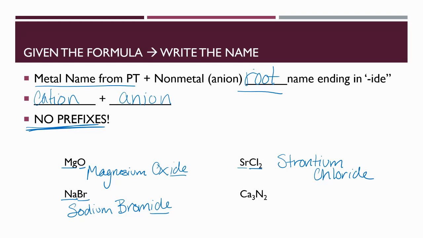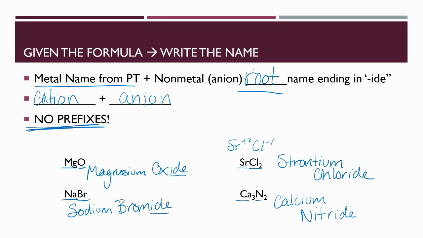That formula is always going to look that way because strontium always has that +2 and chlorine always has that -1. So that ratio is always going to look that way. Same thing here. Ca and N. It doesn't matter how many of each of them I have, just that they are those ions. So calcium is Ca, N is nitrogen. We're going to take that root, nitride. So calcium nitride.